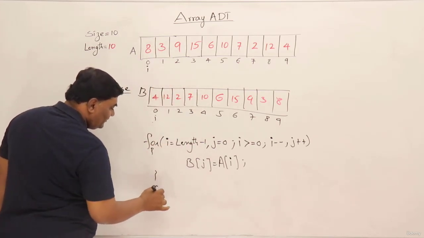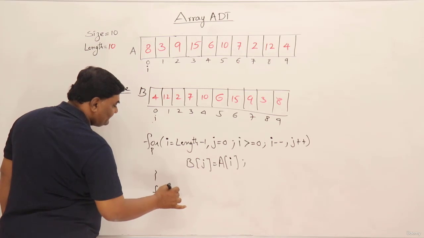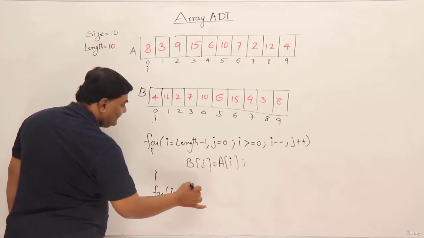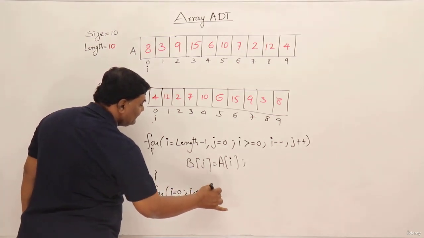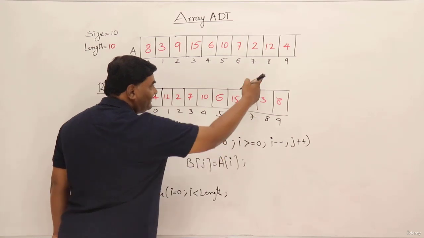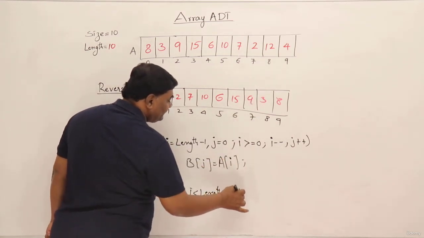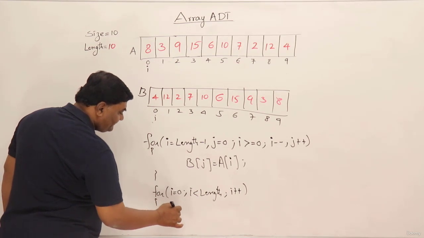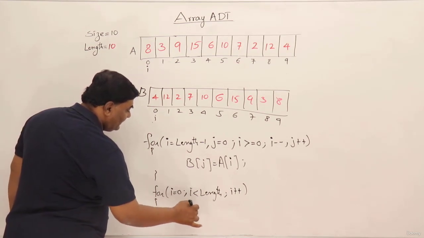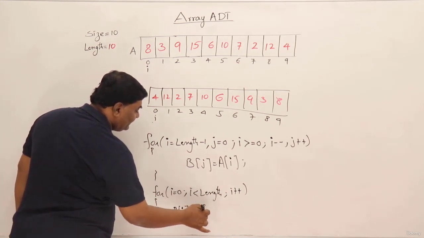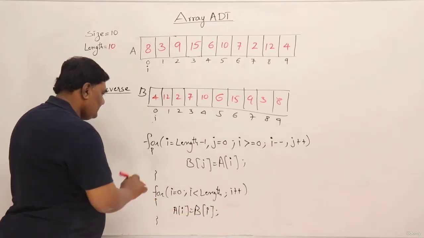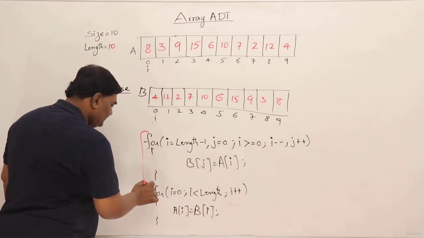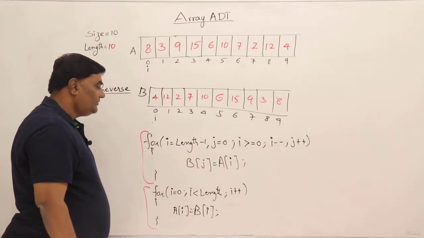So again one more for loop, for I assigned 0, I is less than length. We have to go up to the last element, then I plus plus. In this for loop, we can copy the elements from B to A. So elements are copied in A from B. This portion is reverse copying, then copying the elements from B to A.